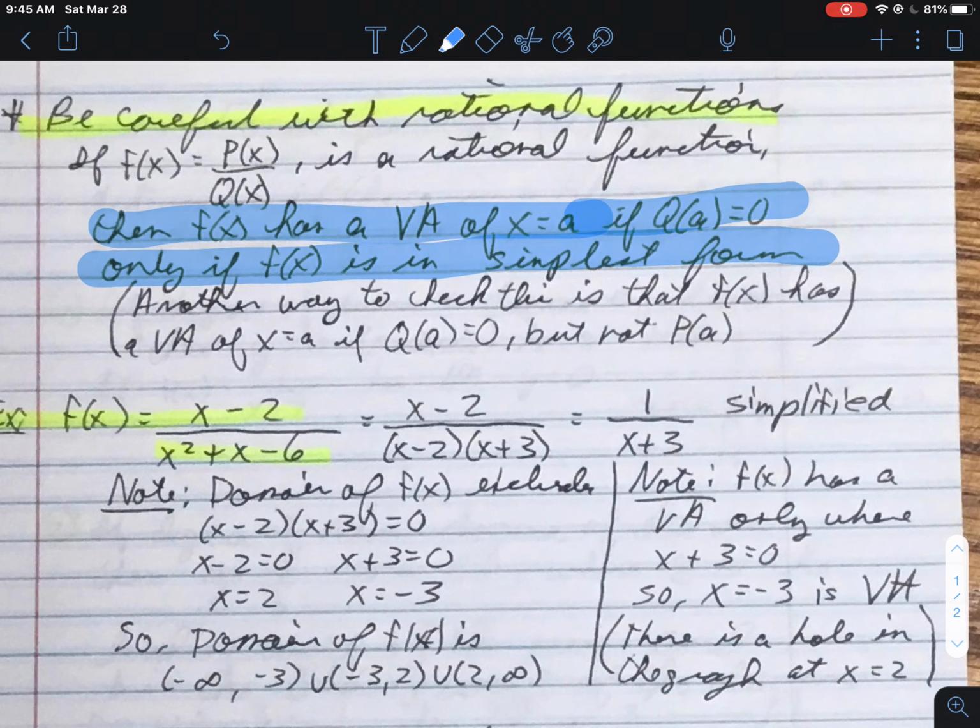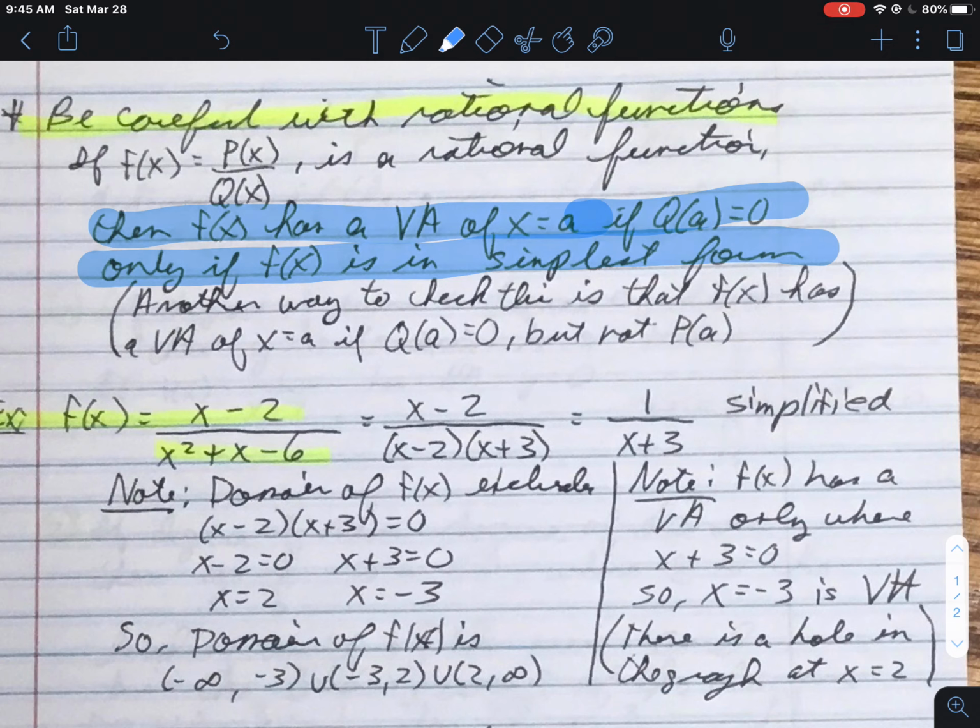Now, the domain is still based upon the original function before you do any simplification. So anything that makes the denominator 0 will not be in the domain of your function. Then we look to see if the function can be simplified. And anything that remains in the denominator after simplification that would cause that denominator to be 0, that would give you the locations of your vertical asymptotes. Another way to look at this, and this goes back to something we've talked about before when we were evaluating limits especially.